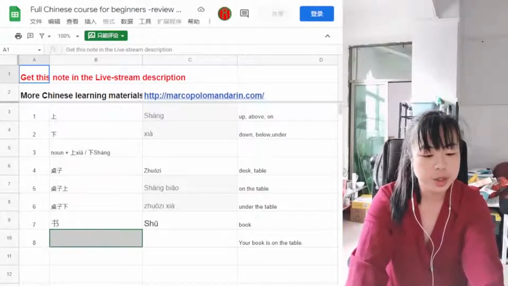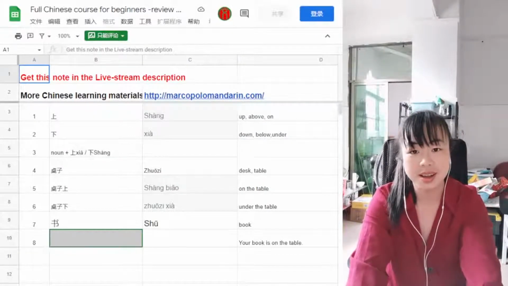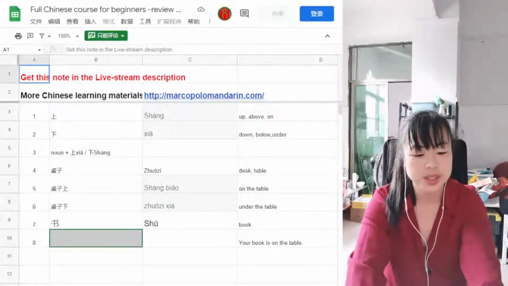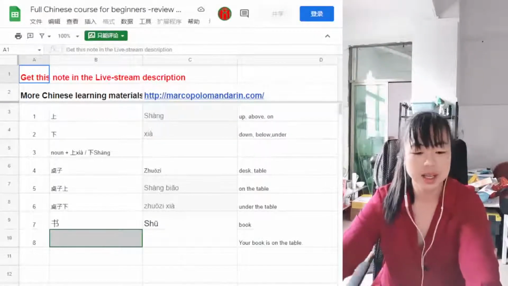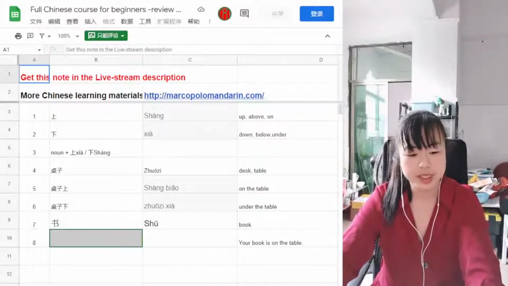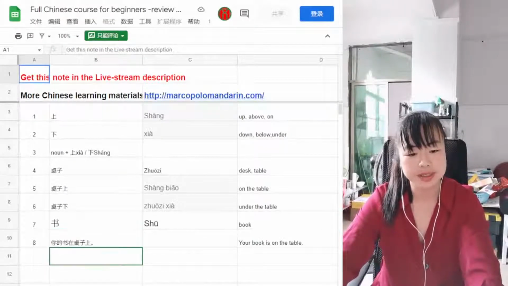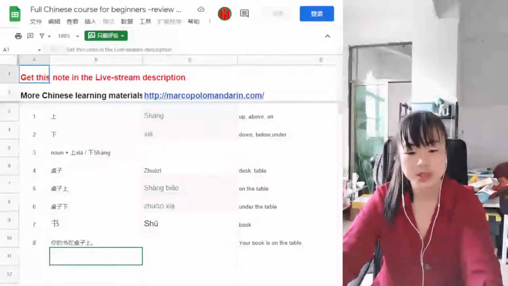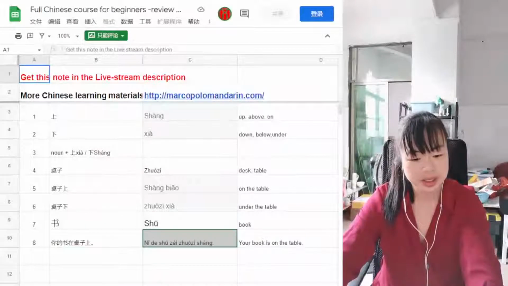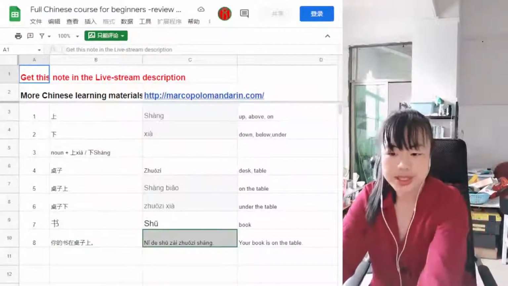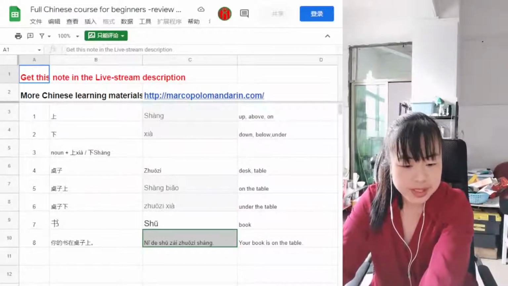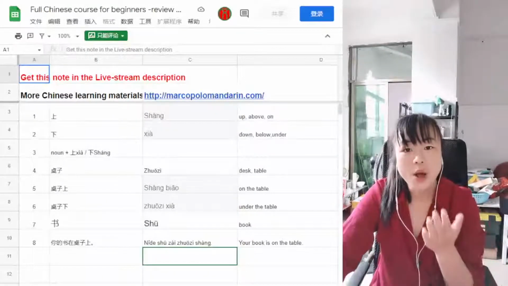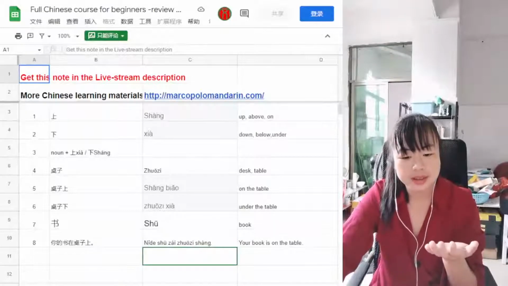你的书, 你的 means your, right? So 你的书在桌子上. Wait for a few seconds. 你的书在桌子上. Okay, so now we got a pattern.